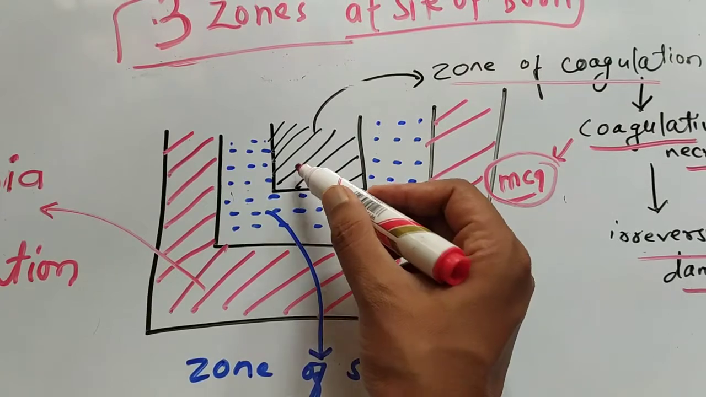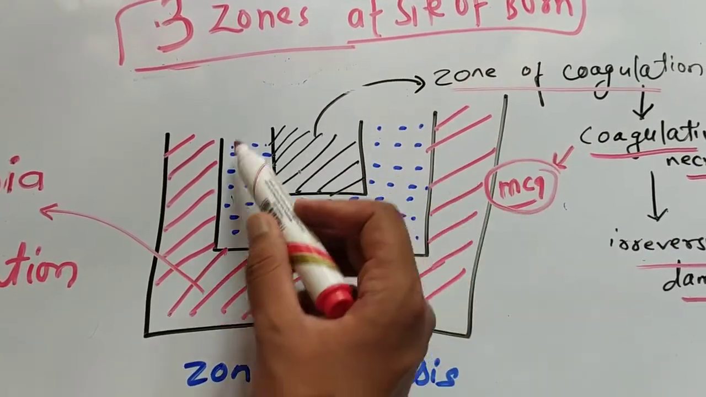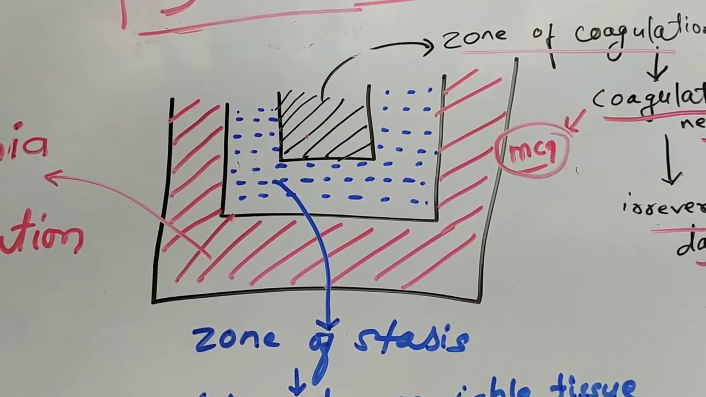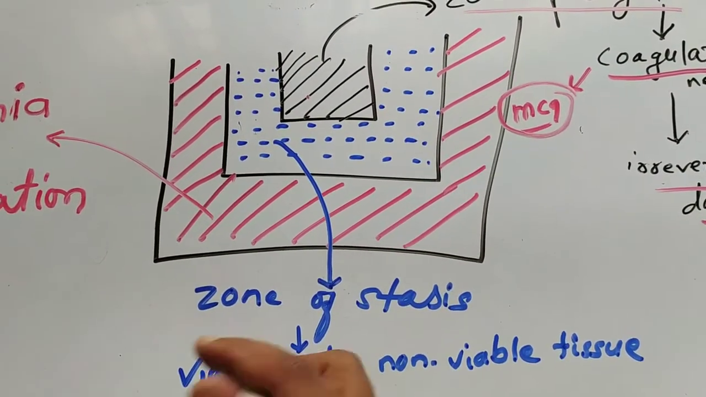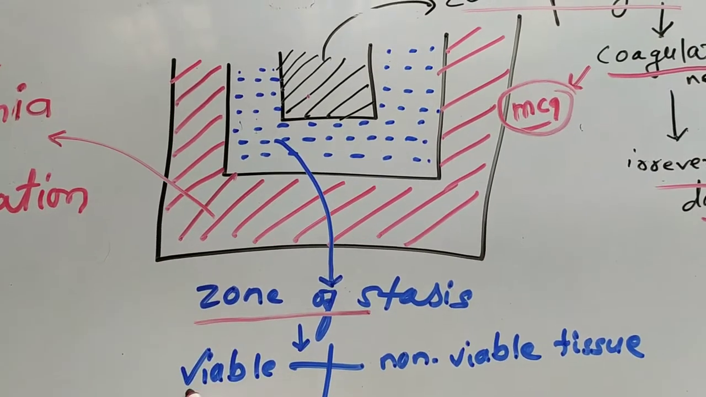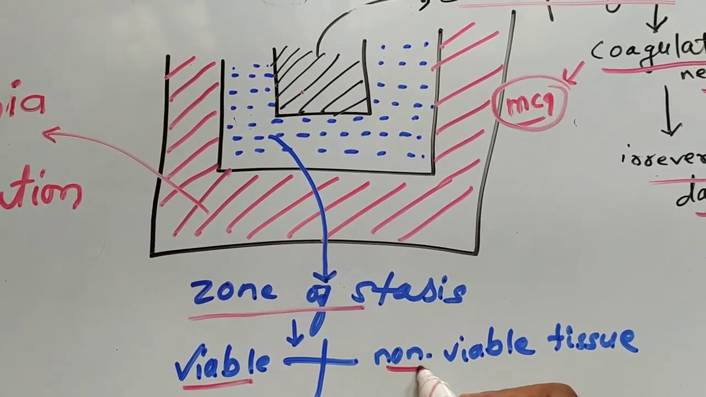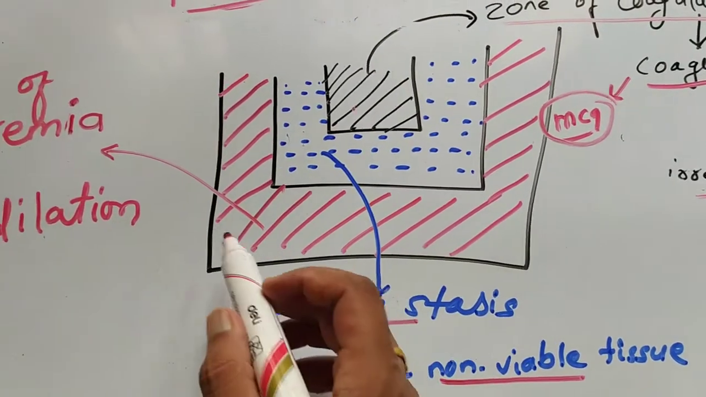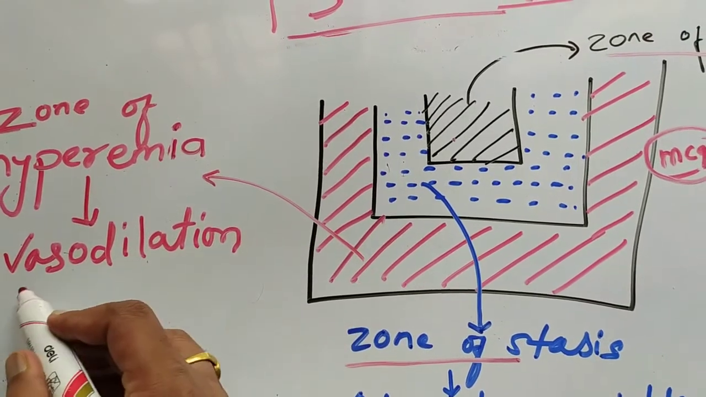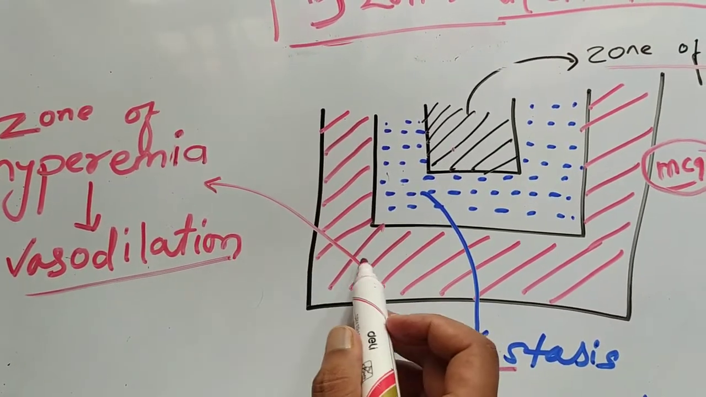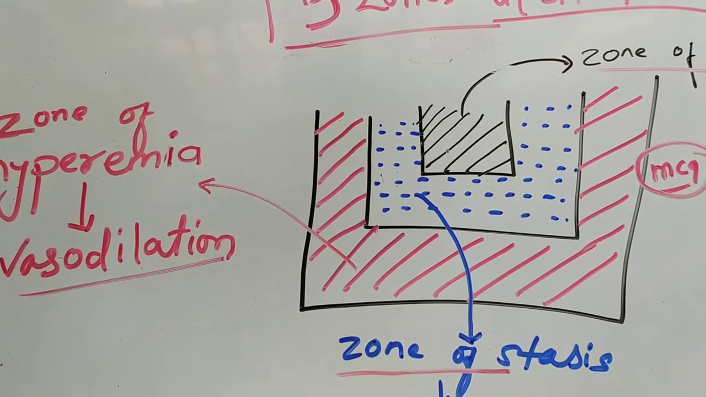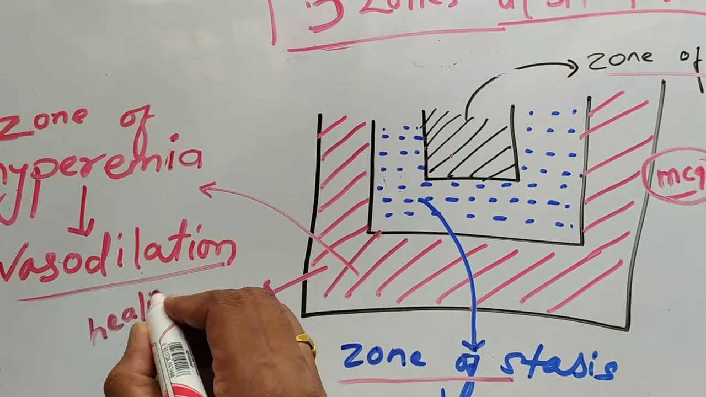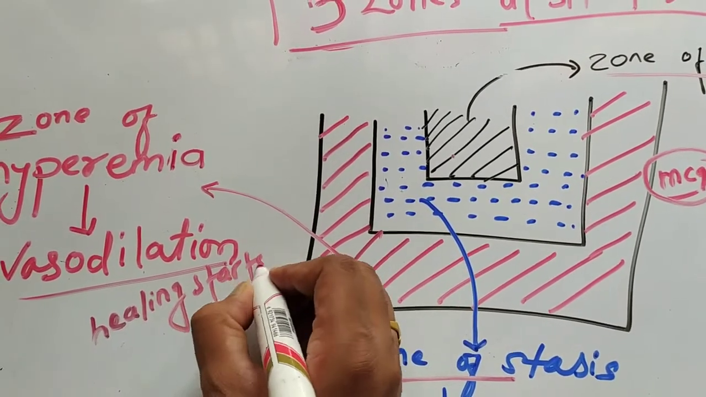Now beneath the zone of coagulation and surrounding it, the zone is the zone of stasis. So the zone of stasis is that zone which contains both the living tissue, that is the viable tissue, and the non-viable tissue, that is dead tissue. And the third zone is the zone of hyperemia, that is a zone of vasodilation. So this zone appears red and usually the healing starts from the zone of hyperemia. So the healing starts from this zone.